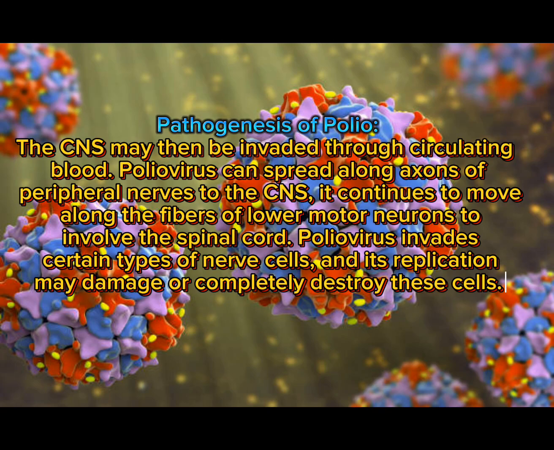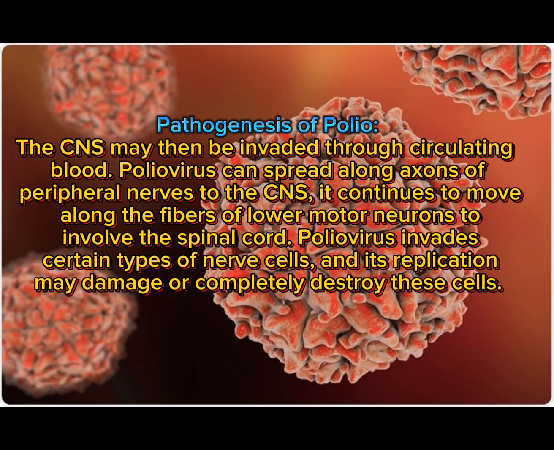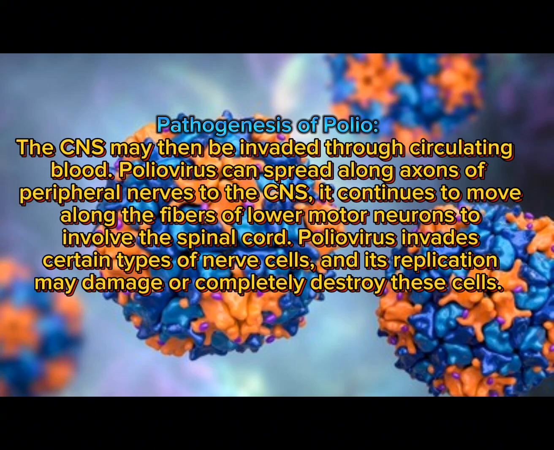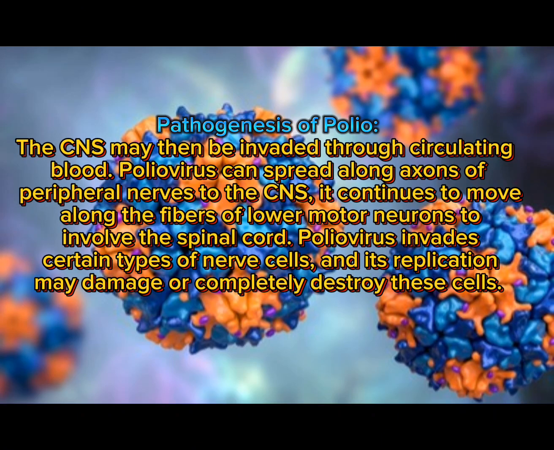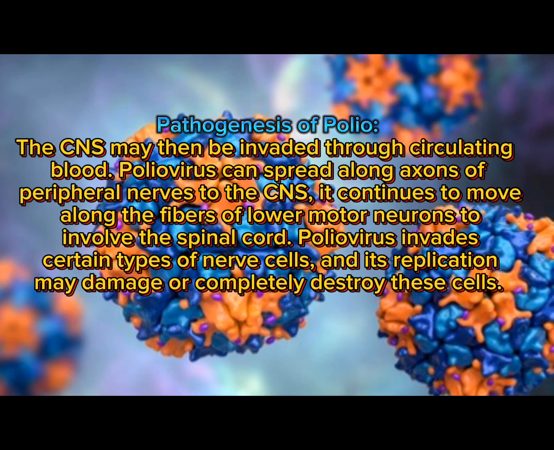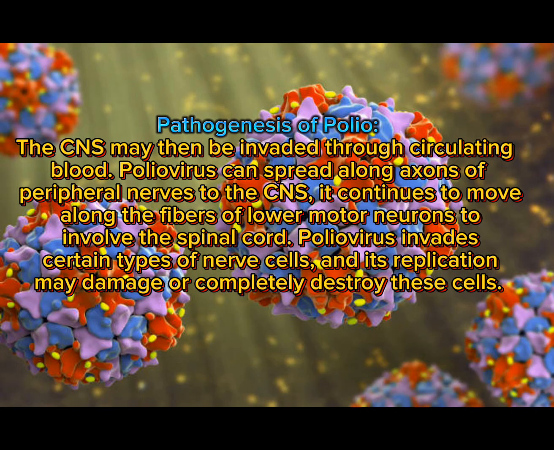Pathogenesis of polio. The CNS may then be invaded through circulating blood. Poliovirus can spread along axons of peripheral nerves to the CNS. It continues to move along the fibers of lower motor neurons to involve the spinal cord. Poliovirus invades certain types of nerve cells, and its replication may damage or completely destroy these cells.